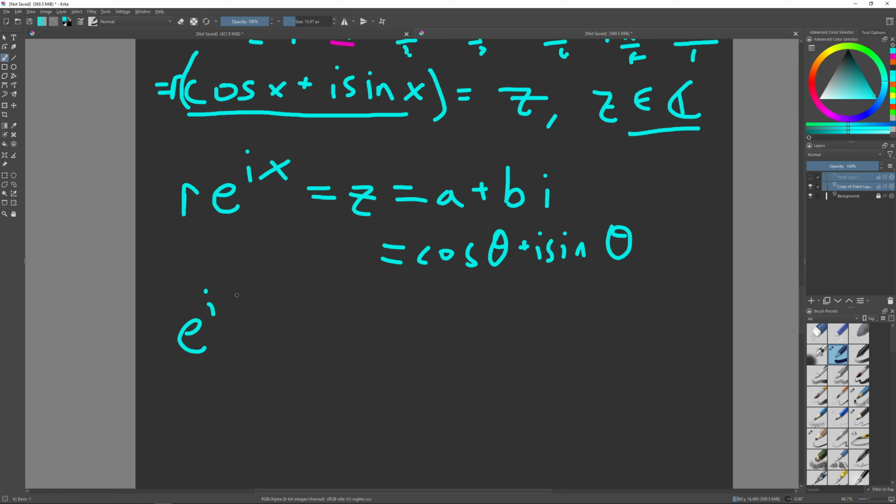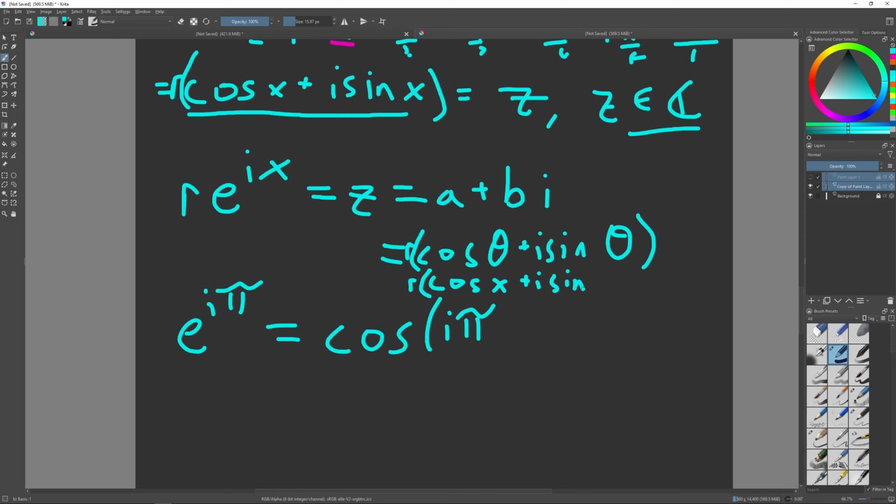So e to the i pi equals... now I should have had an r, I keep forgetting the r here. But here r is 1, so it disappears. We just plug in, and I mixed up theta. I should have written this as an x. But I was saying some theta, it doesn't really matter. It's not technically wrong, I just could have written an x here.